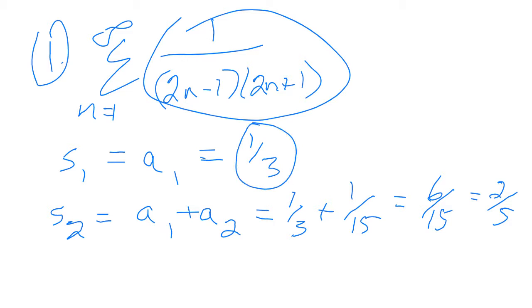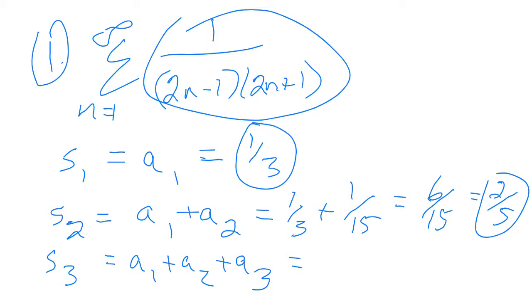So we get 1/3 for the first one, 2/5. We can keep going that way, right? You follow where I got that or not? And then, should we do one more? We'll do S sub 3. Well, that's A1 plus A2 plus A3.